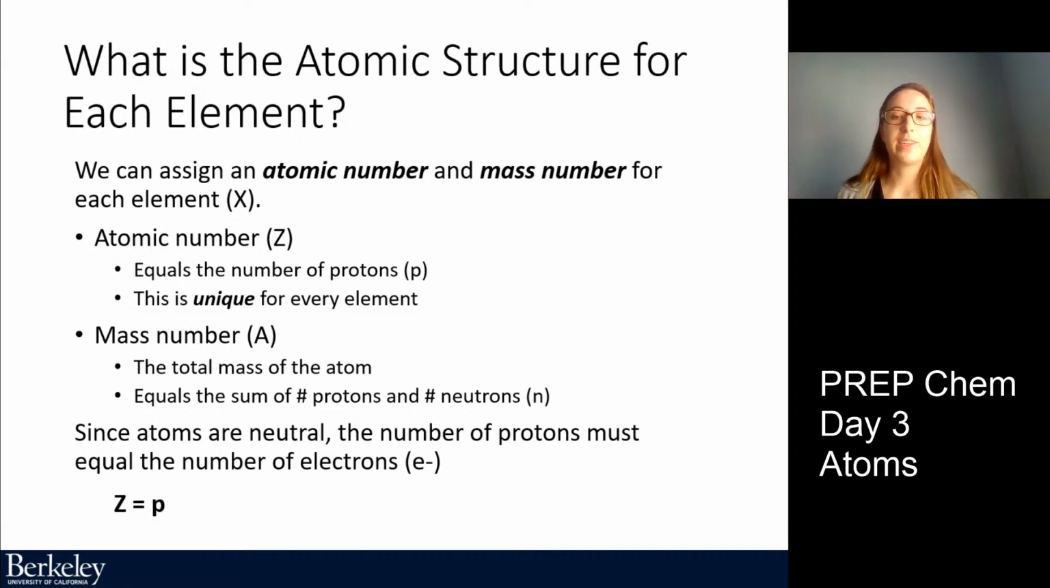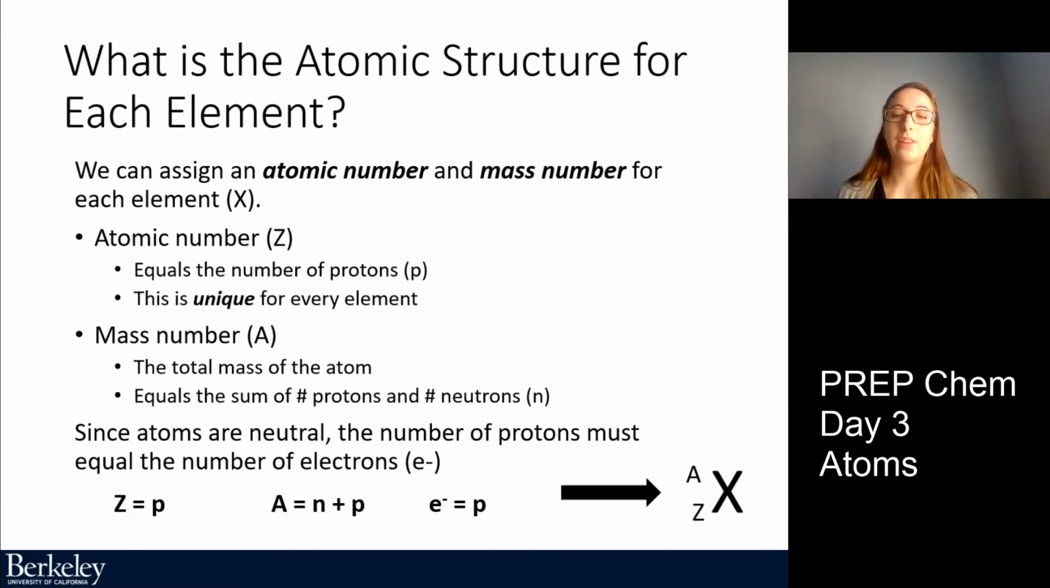So we can also write this in the form of an equation. For atomic number, you could represent that as Z equals P. So this is saying that atomic number equals the number of protons. We can also write that the mass number equals the total number of neutrons plus protons. And we can write the third equation, which is the number of electrons equals the number of protons.